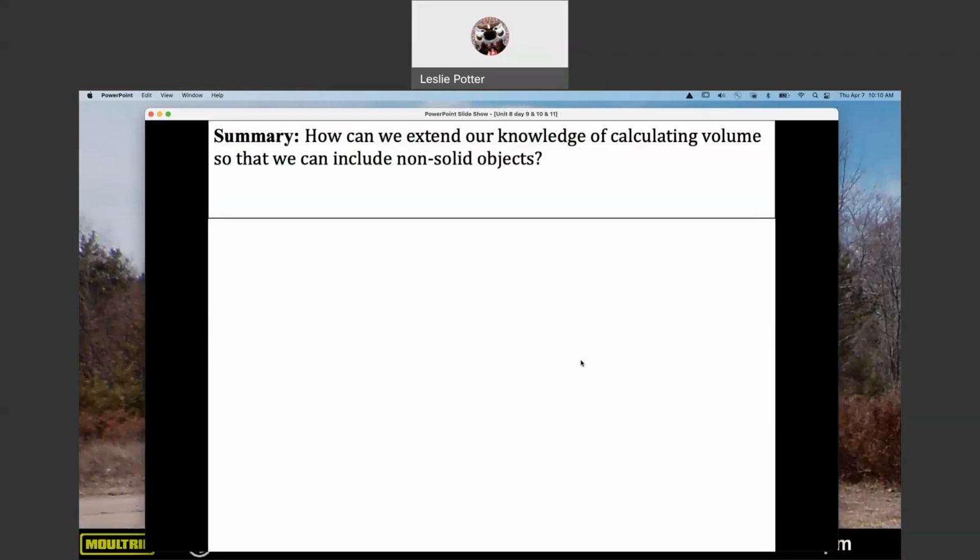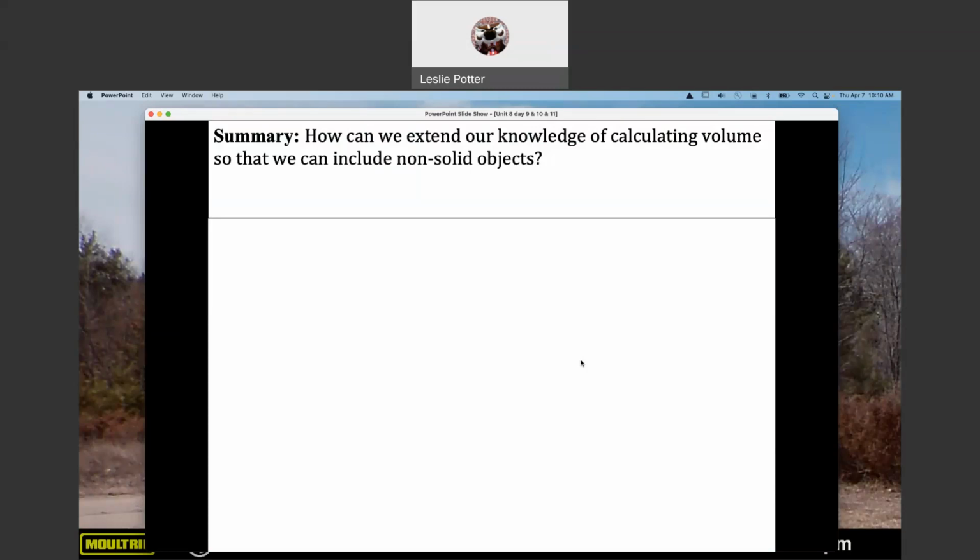Okay, so how can we extend our knowledge of calculating volume so that we can include non-solid objects? So how can we adapt our knowledge of calculating volume in order to calculate non-solid objects, or objects with holes?